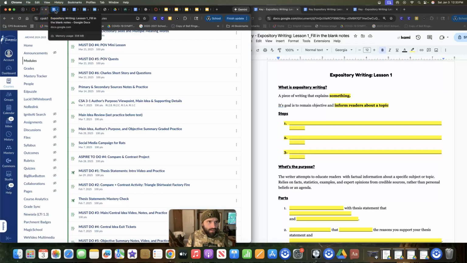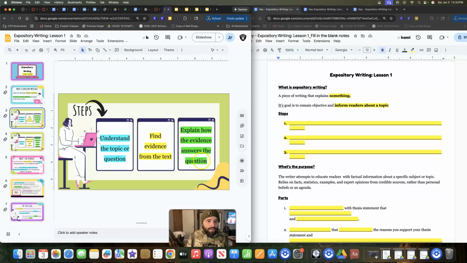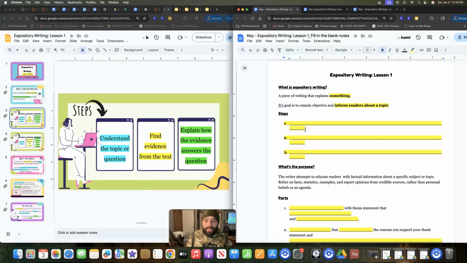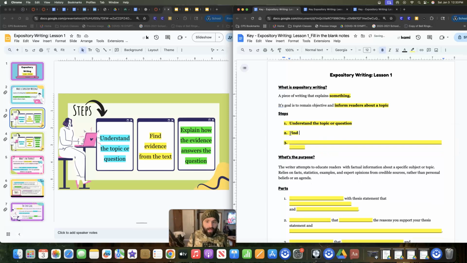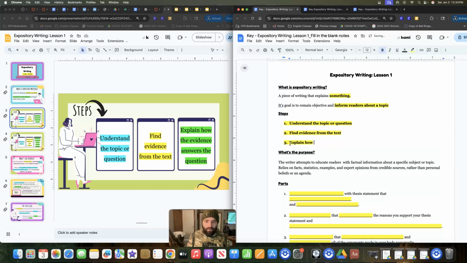So where was I just at here? Okay, so the first thing is you see that prompt and you need to break down and understand the topic or question. You then need to find evidence from the text. And finally, you need to explain how the evidence answers the question. I might even want to say supports how the evidence answers the question.